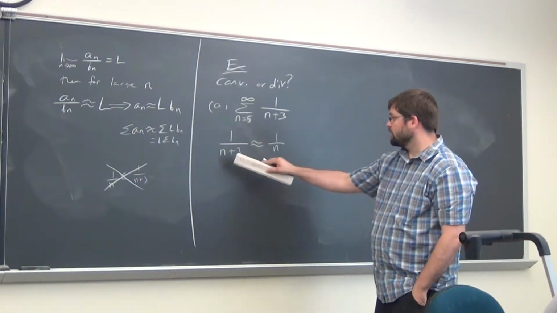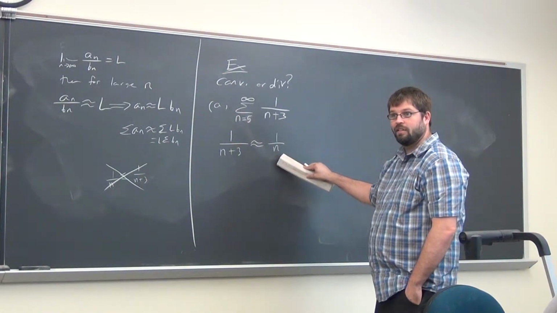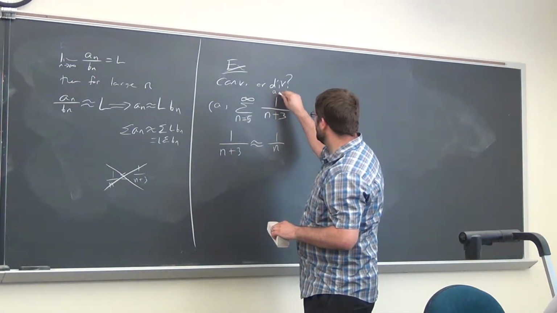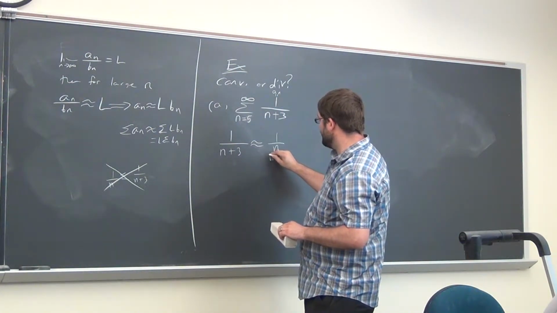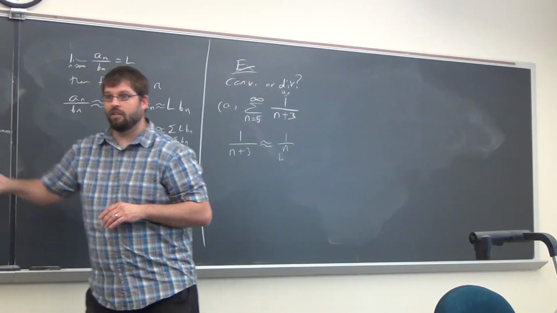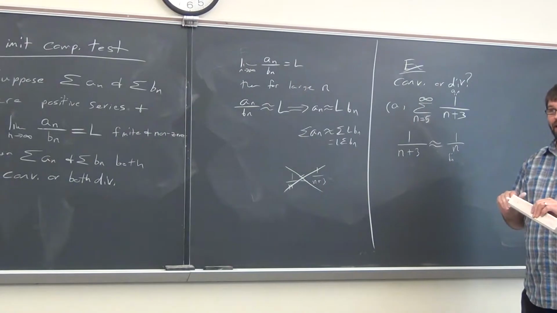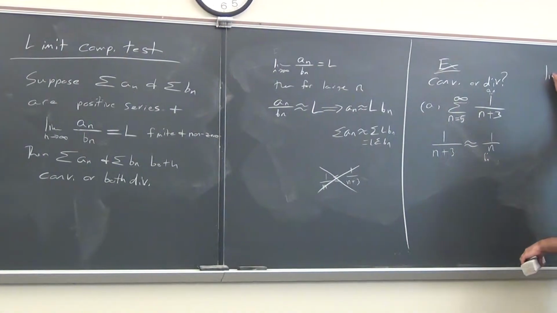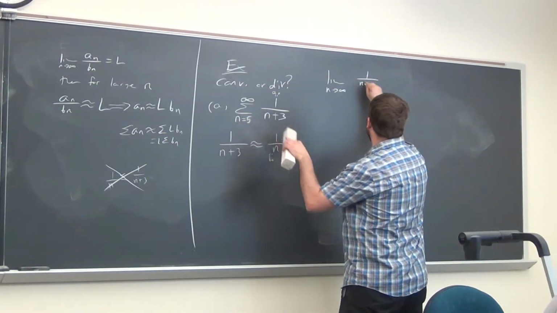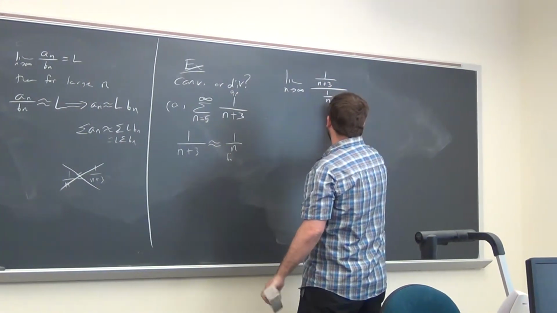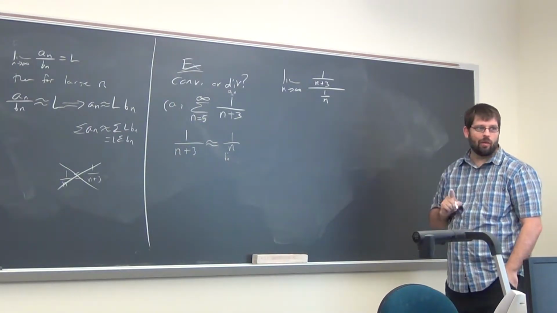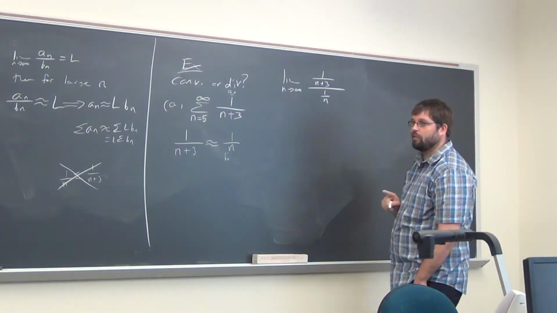Because all you have to do is say, this guy acts like this, right? So these are my a sub n's here. These will be my b sub n's, right? And now I'll apply this theorem. So I'll take the limit of the series I was given divided by the series I want to compare it to. So the limit as n goes to infinity of 1 over n plus 3, over 1 over n. If you've done this correctly, you get 1 almost every time if you've picked the right way.